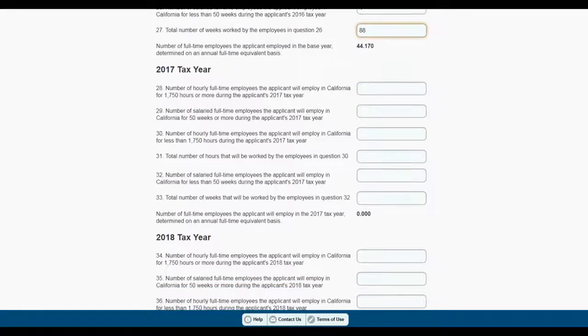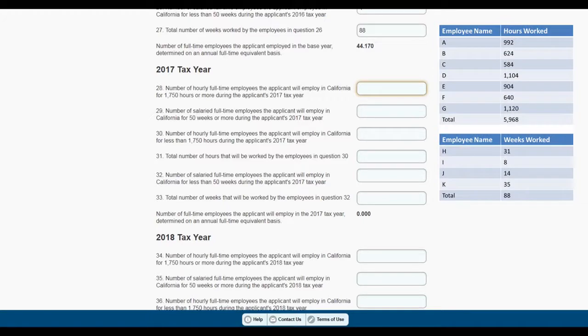In 2017, Widget will add 3 hourly full-time employees and 2 salaried employees, but before we add these 5 employees in, let's answer questions 28 and 29. Looking back at the base year, there were 7 hourly full-time employees that did not work a full year. If you recall from the earlier slide, 5 of these employees were hired in 2016, 1 person quit, and 1 person replaced the employee that quit.